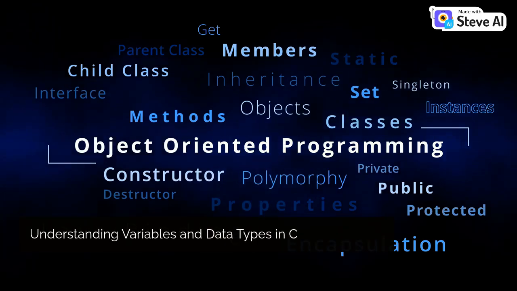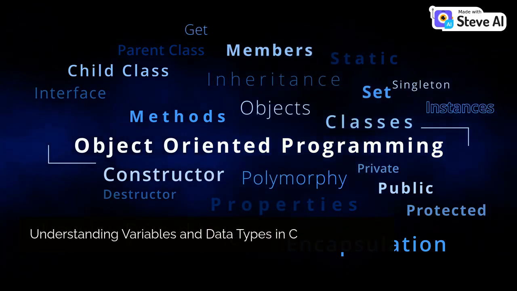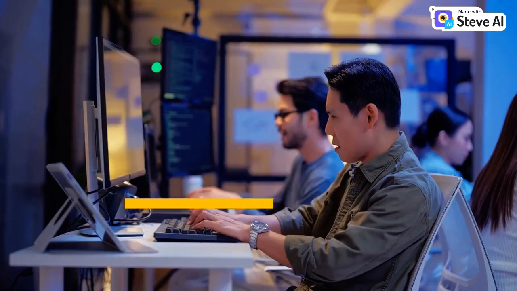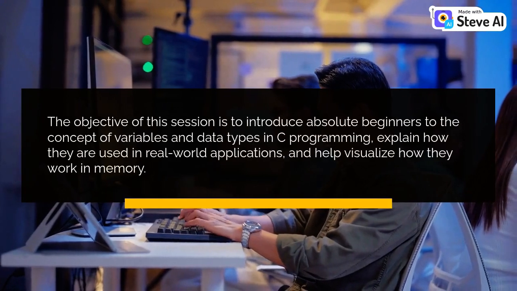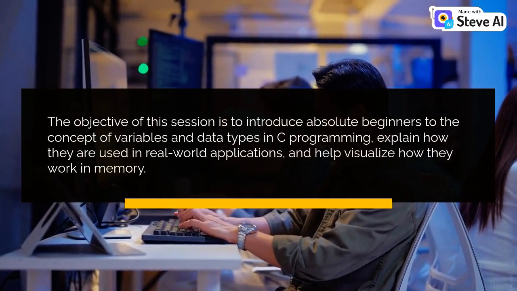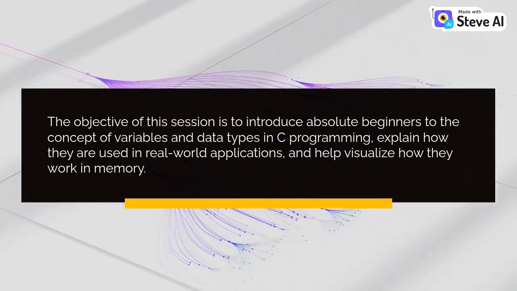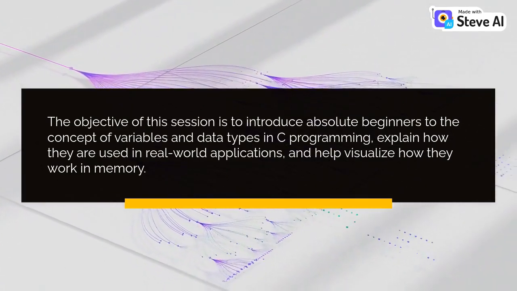Understanding variables and data types in C. Today, let us learn about variables and data types in C. The objective of this session is to introduce absolute beginners to the concept of variables and data types in C programming, explain how they are used in real-world applications, and help visualize how they work in memory.